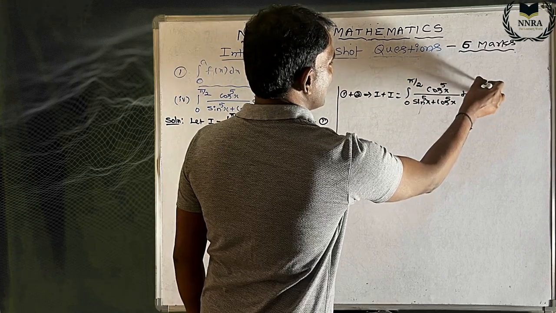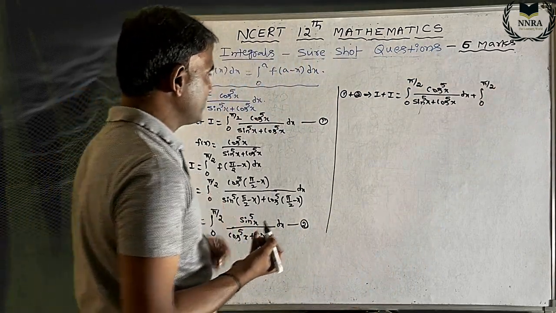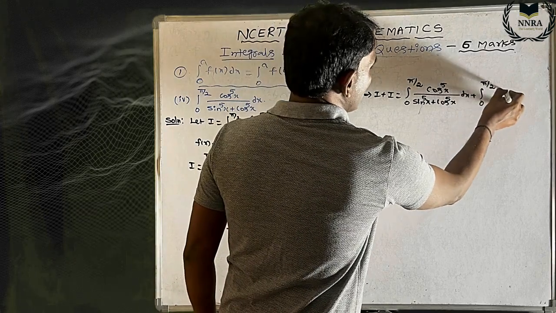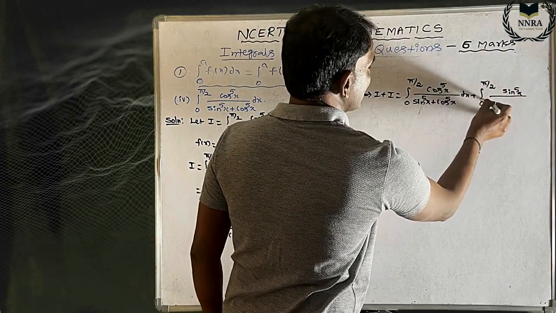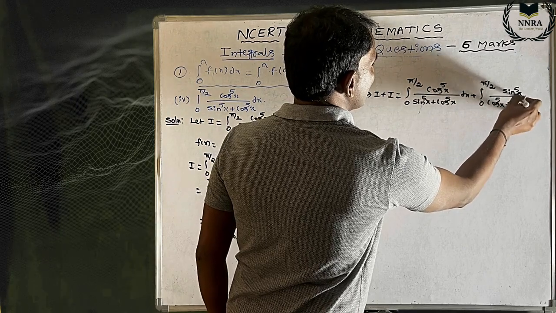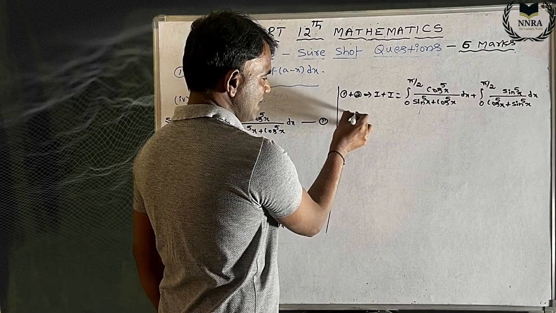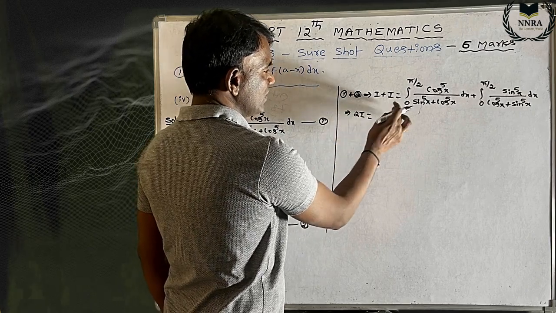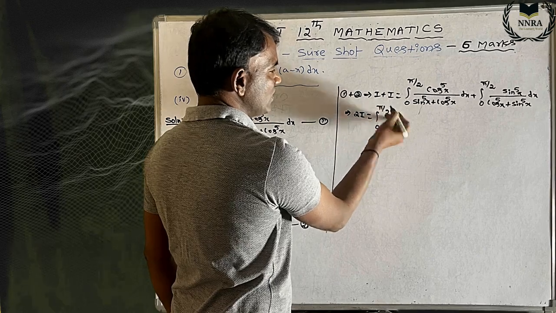Again, the second one, the right hand side value of the second equation. So that is the integral from 0 to pi by 2, and the numerator is sin^5 x, right? And what is the denominator? cos^5 x plus sin^5 x, into dx. Now I plus I is equal to 2I. Now this is the common symbol, that is 0 to pi by 2.